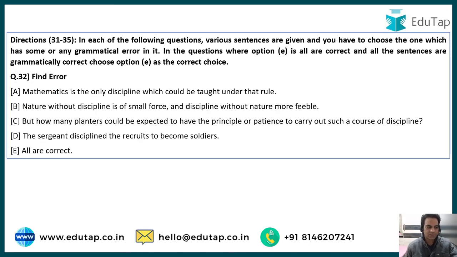So let's look at question number 32, guys. Mathematics is the only discipline which could be taught under that rule. Okay. Nature without discipline is of small force and discipline without nature more feeble. That is absolutely correct. But how many planters could be expected to have the principle or patience to carry out such a course of discipline? That is also true. The sergeant disciplined the recruits to become soldiers.